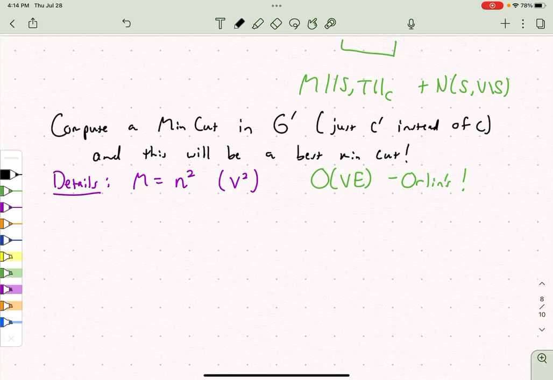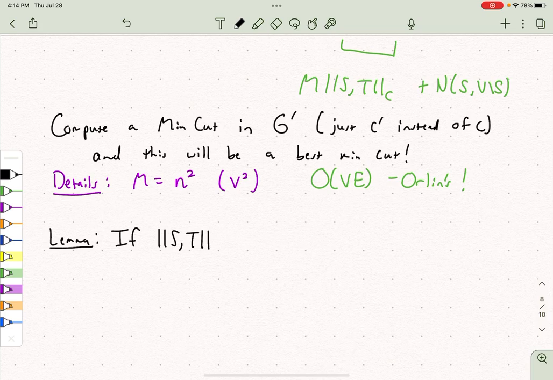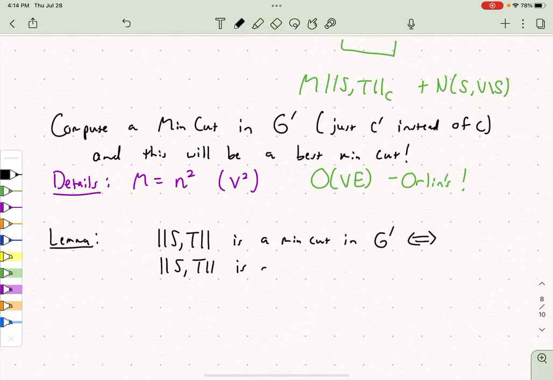But now we need to prove this is true. So lemma, if ST is a min cut in G prime, then, well, we really want this to be an if and only if. So that's a min cut in G prime if and only if the same cut is a best min cut in G.